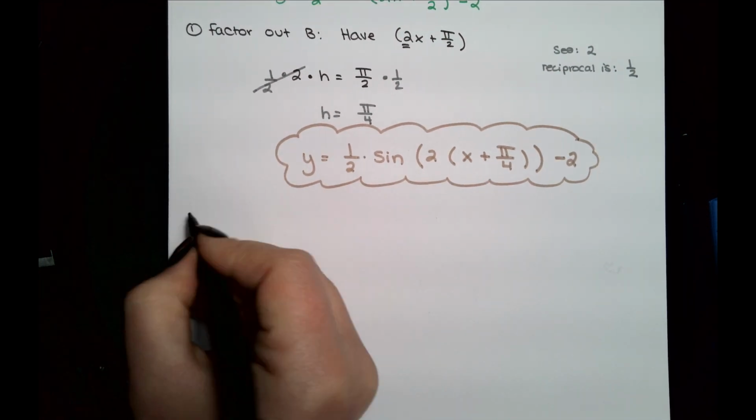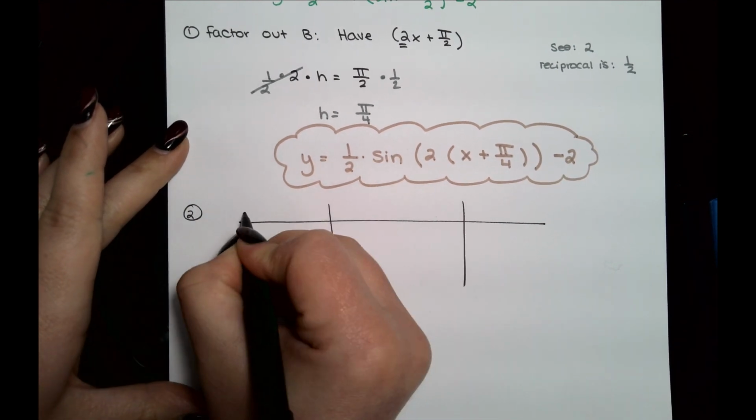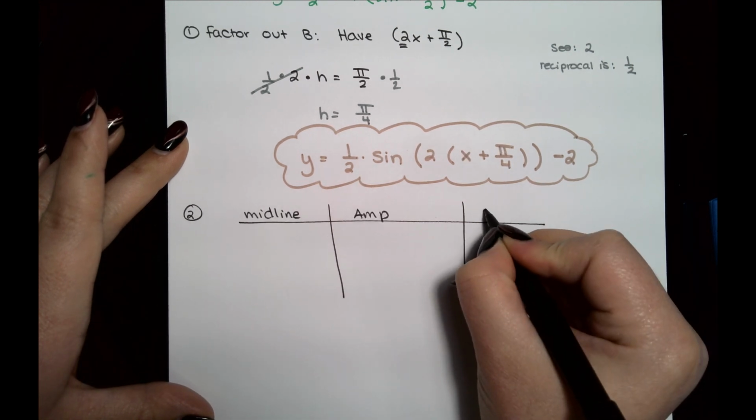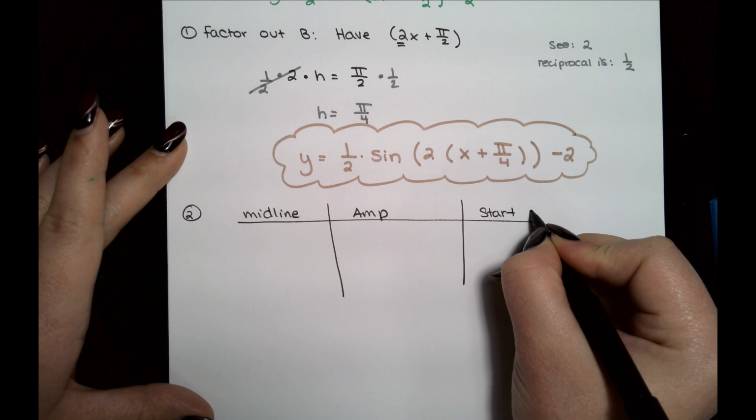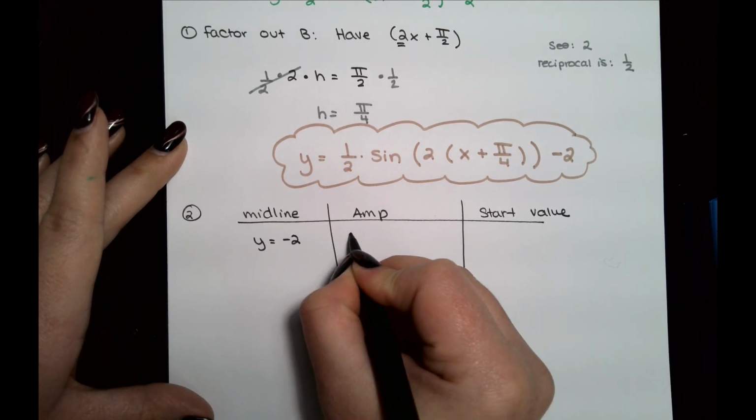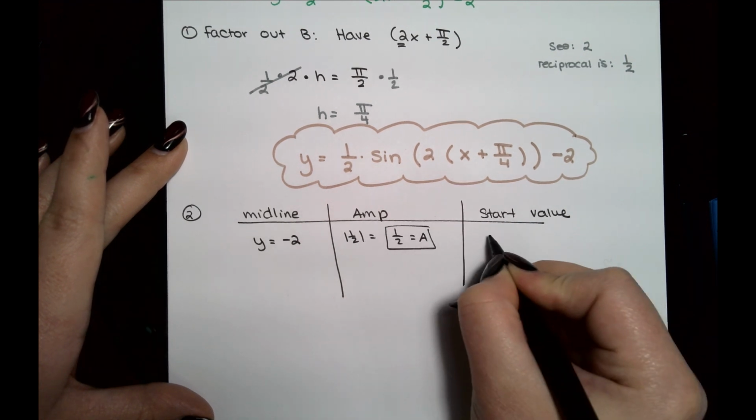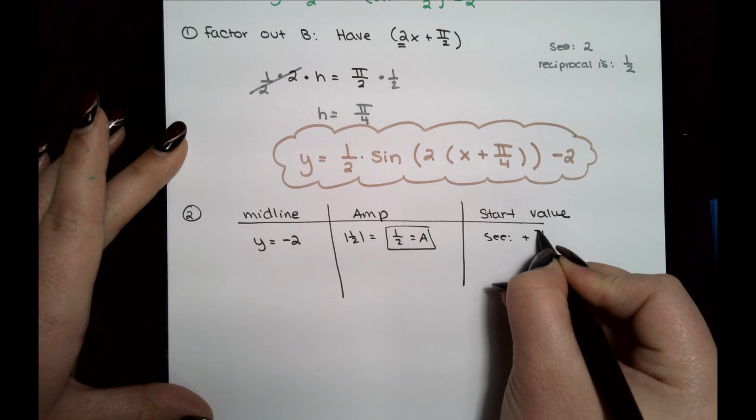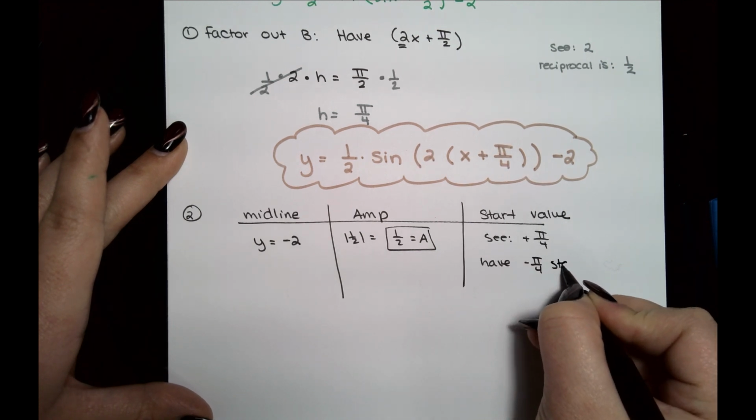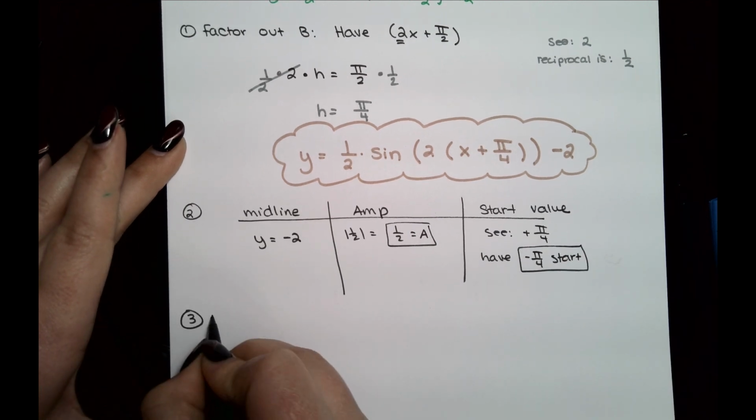Next, step number 2. Quick little table: midline, amplitude, start value, your phase shift. Midline is -2. Amplitude is 1/2. Start value is -pi fourths. Step number 3, new period.